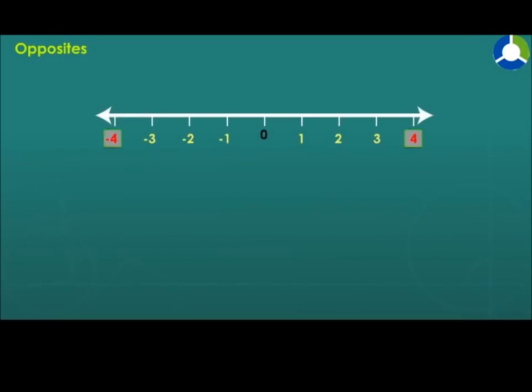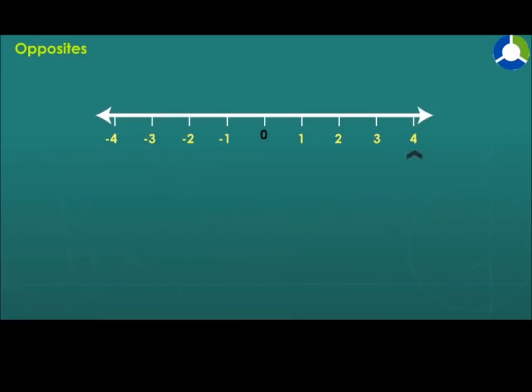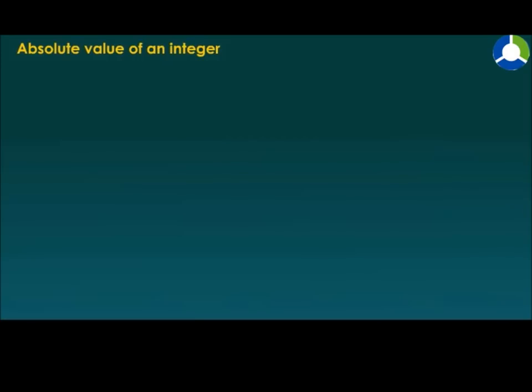Opposites. Two integers are opposites if they are each the same distance away from 0, but on opposite sides of the number line. One will have a positive sign, the other a negative sign. In the number line, positive 3 and negative 3 are labeled as opposites.